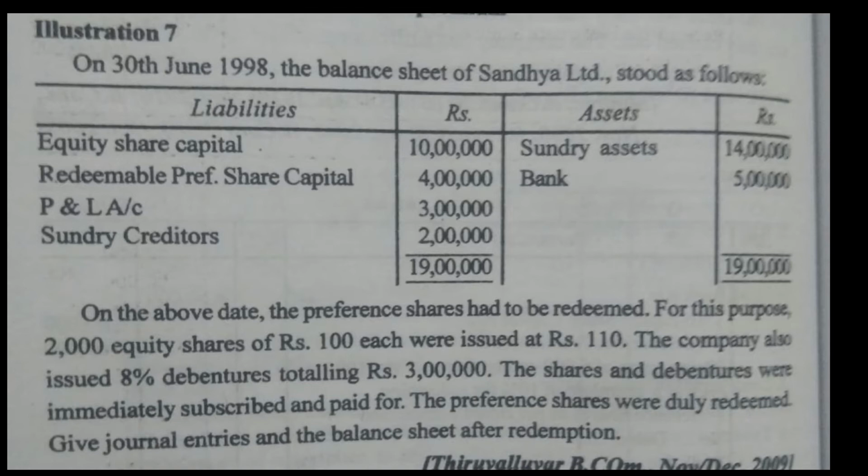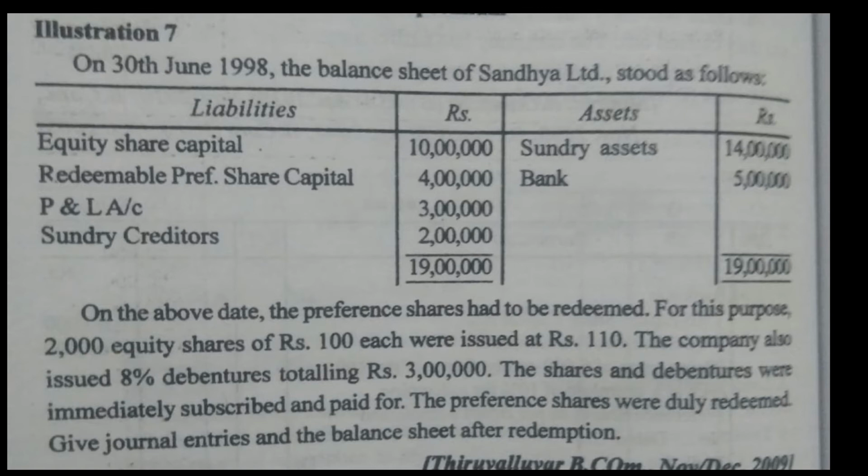The company also decided to issue debentures totaling 3 lakh. The shares and debentures are immediately subscribed and paid for. Therefore, the preference shares are duly redeemed. What is the difference between the previous sum and this sum? The previous sum is without a balance sheet. Now this sum is with the balance sheet. That's it. Almost everything is the same.